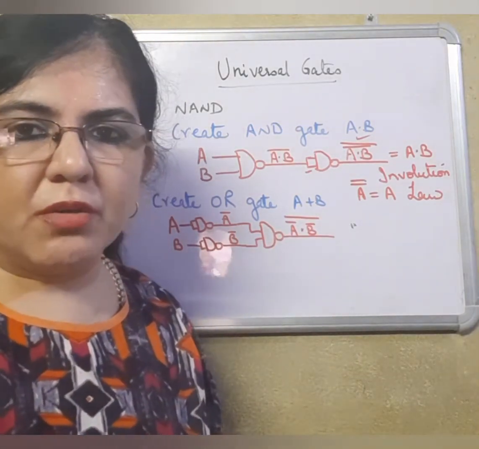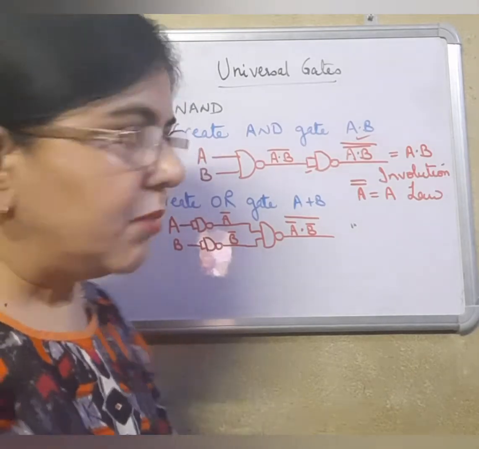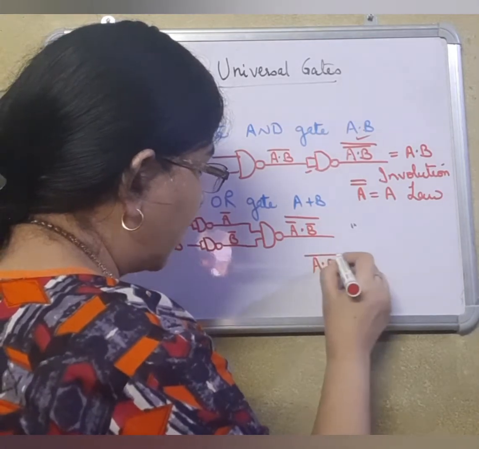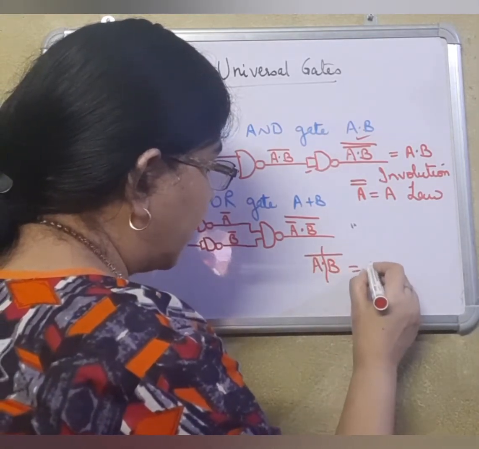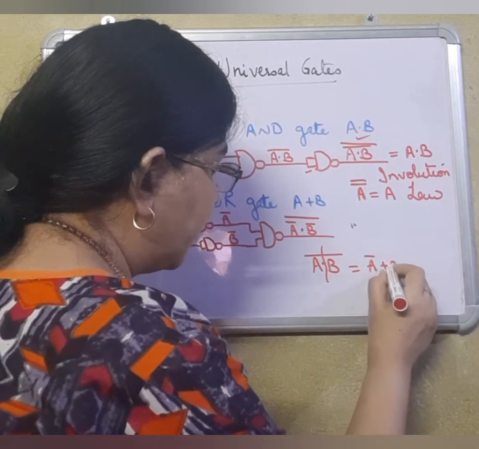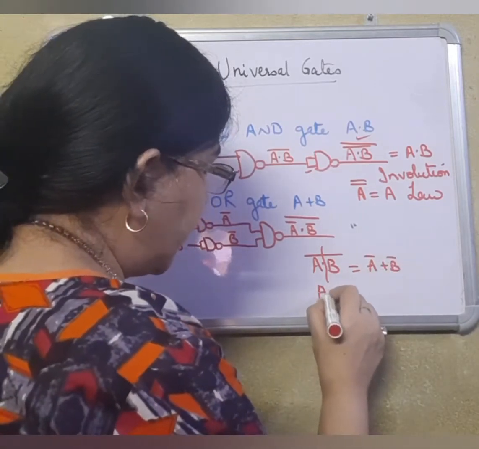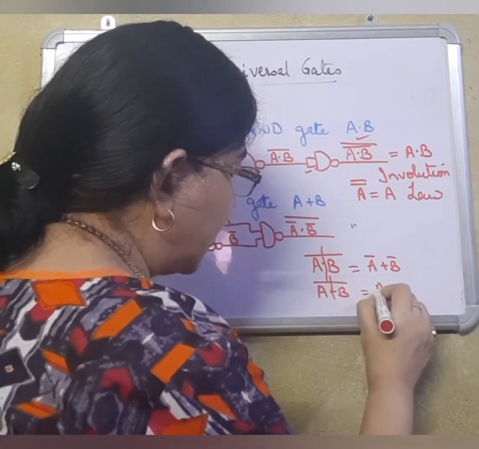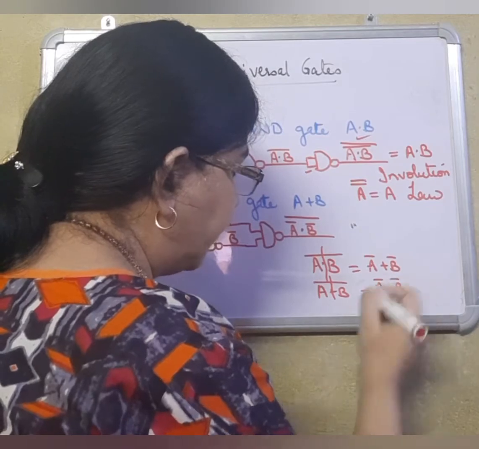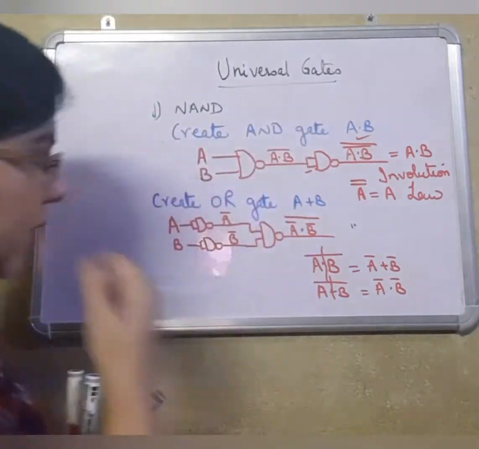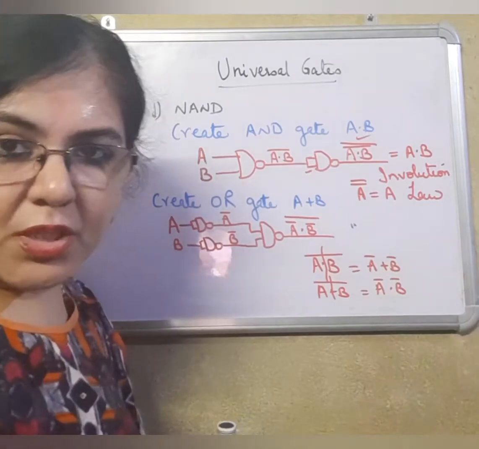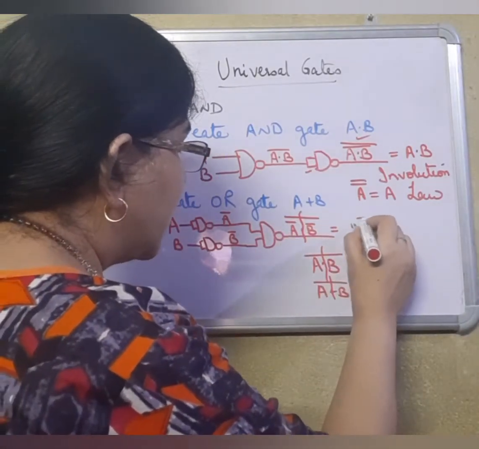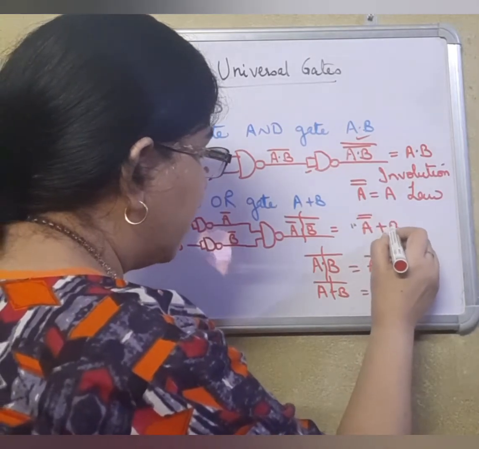Most of you must be well aware of De Morgan's law. De Morgan's law states what? If you have A dot B whole bar, break it and change the sign. It becomes A bar plus B bar. And if it is A plus B whole bar, break it, change the sign: A bar dot B bar. So here we are also going to break it by using De Morgan's law. So we will get the output as A double bar plus B double bar.